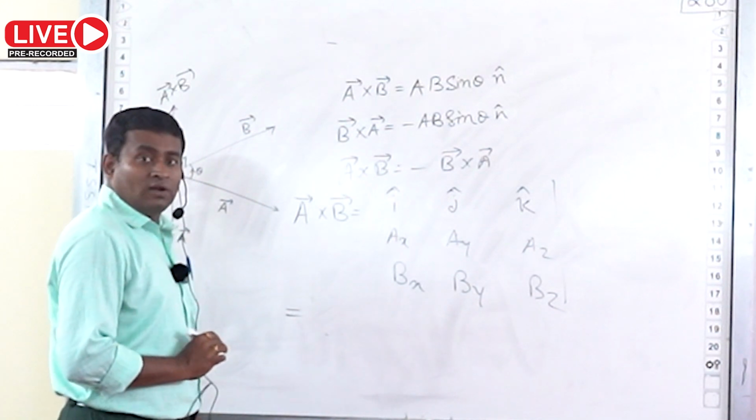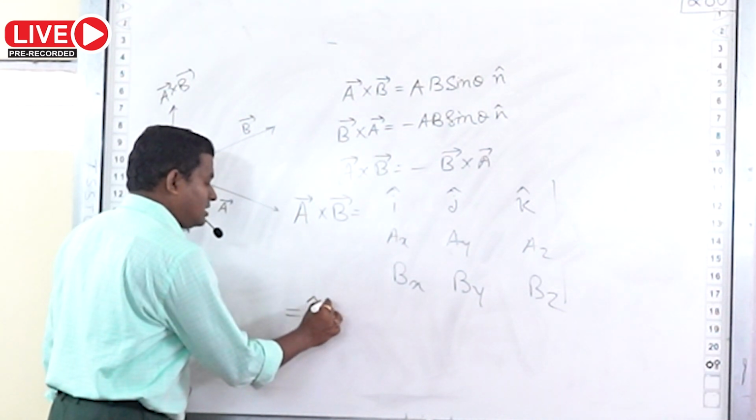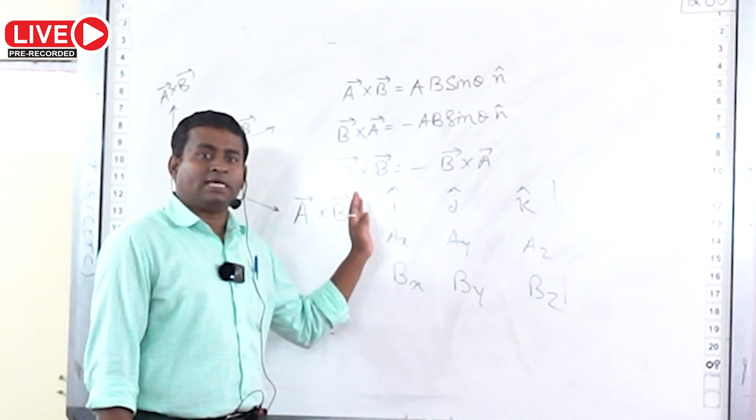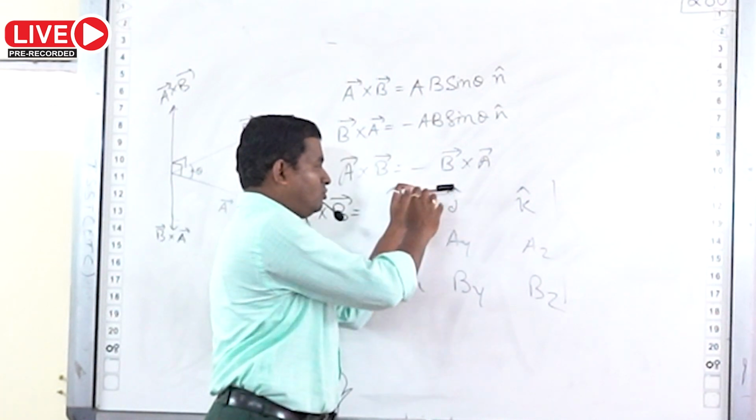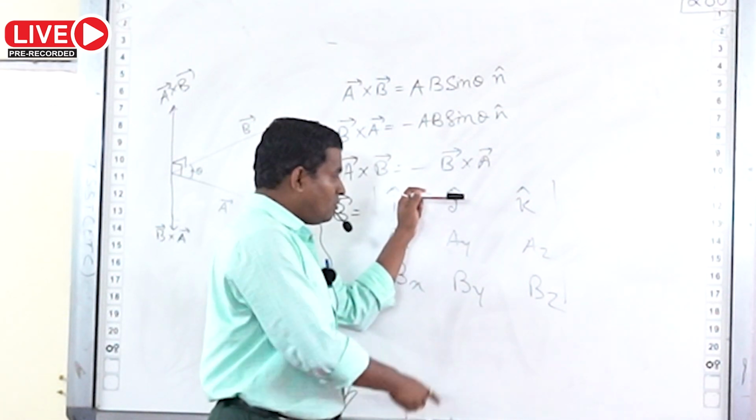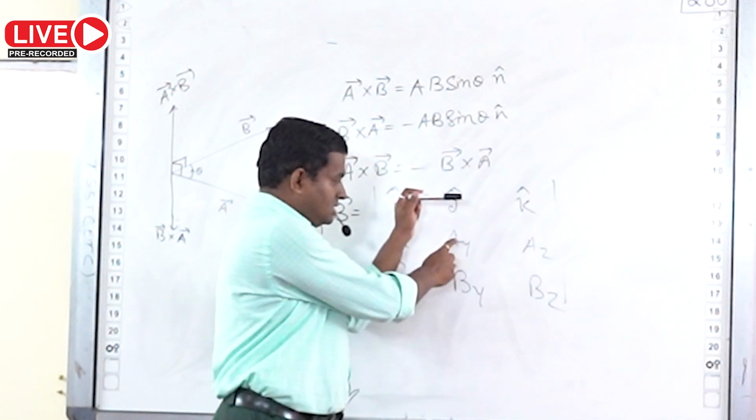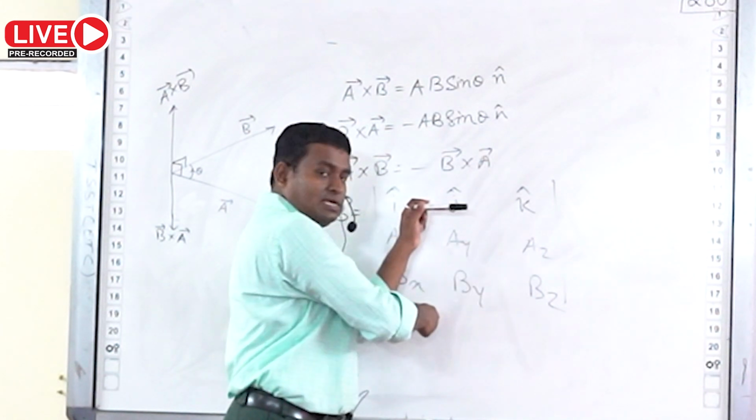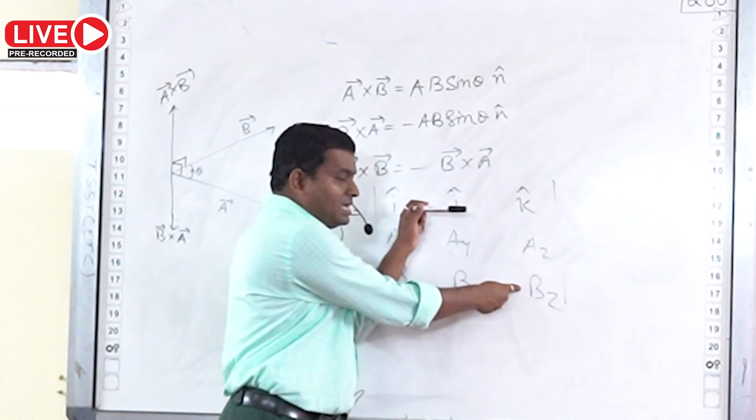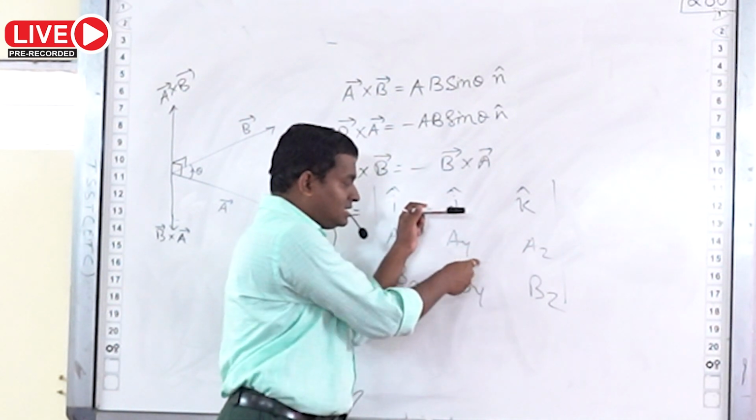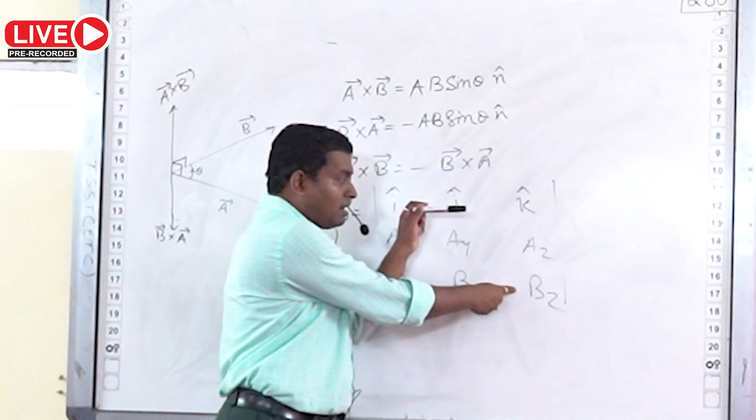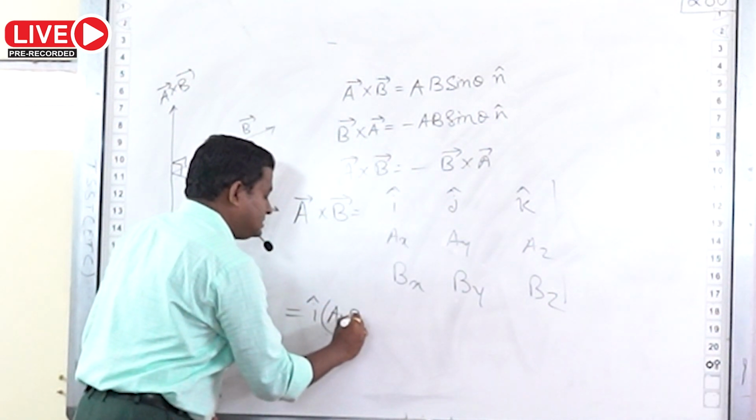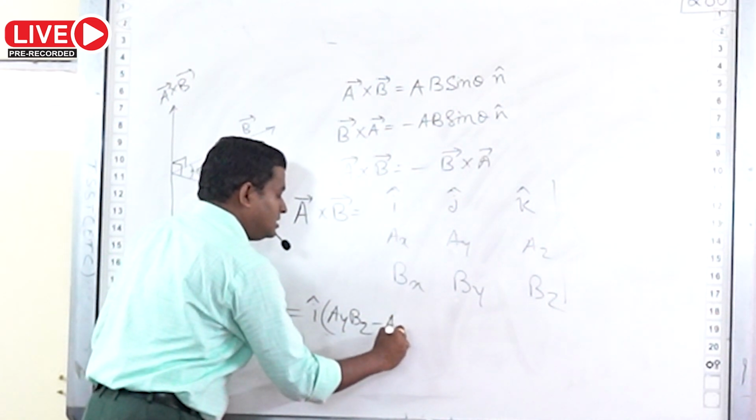How to calculate its value? Suppose i cap is there. The row and column containing i cap have to be closed. Now you have four cofactors, Ay, Az, By, Bz. So you have to multiply in this way, just following the direction: Ay Bz minus Az By. So Ay Bz minus Az By.